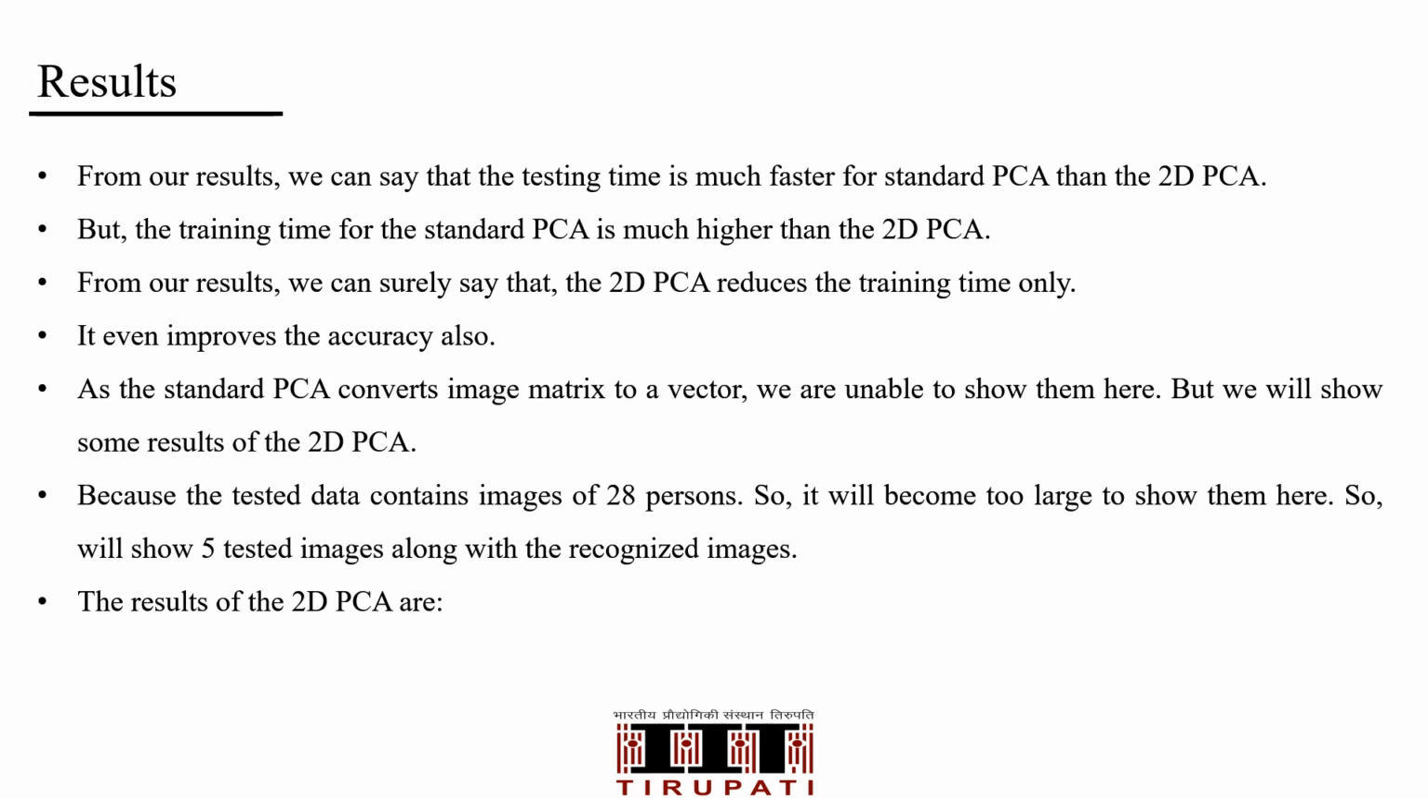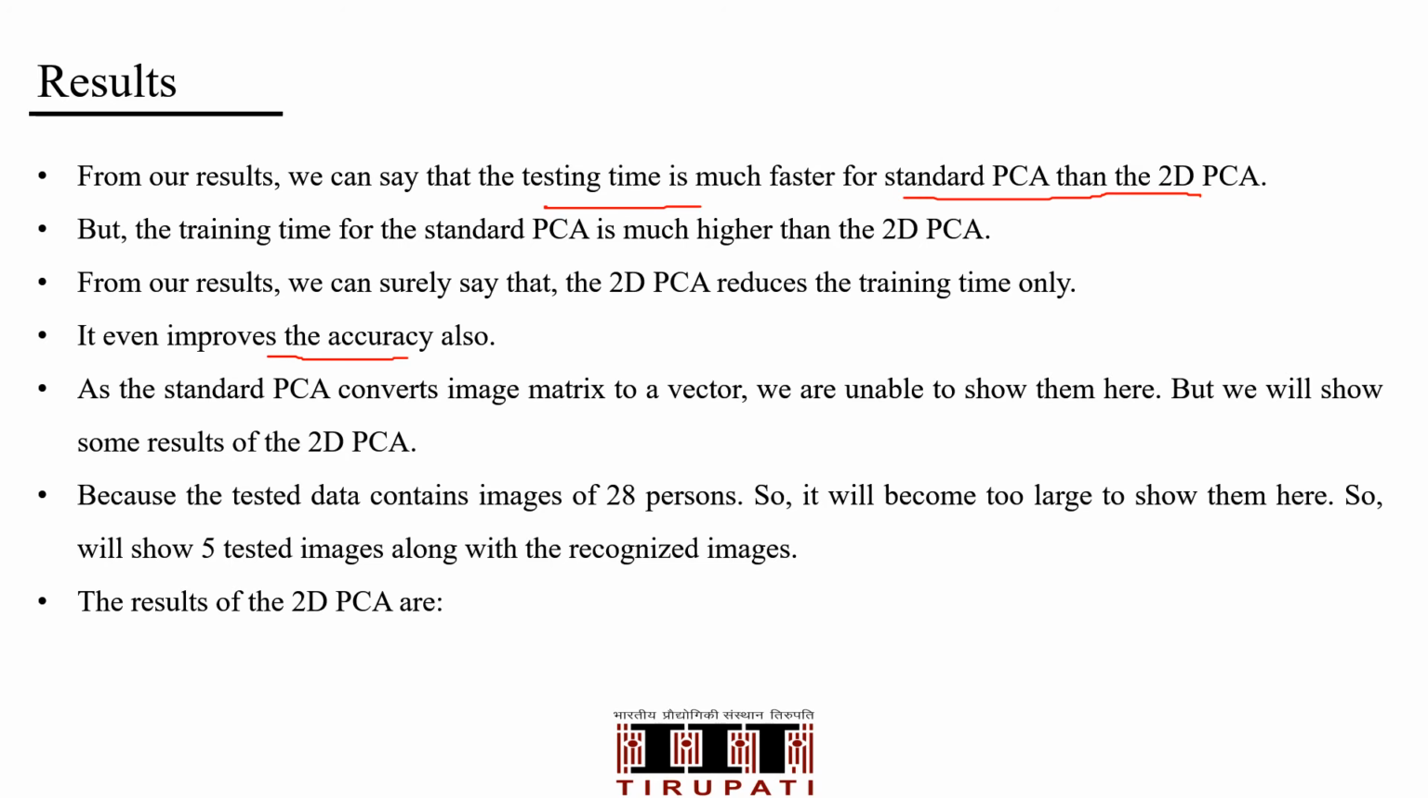From our results, we can say that the testing time is much faster for standard PCA than 2D PCA. But actually we are saying that 2D PCA is much faster than standard PCA. Yes, it is faster in fact, but not in testing time. It is faster in training. That you can see in the coming part. We have even performed the experiment for that also. You will see why this is happening in later slides. 2D PCA even improves the accuracy.